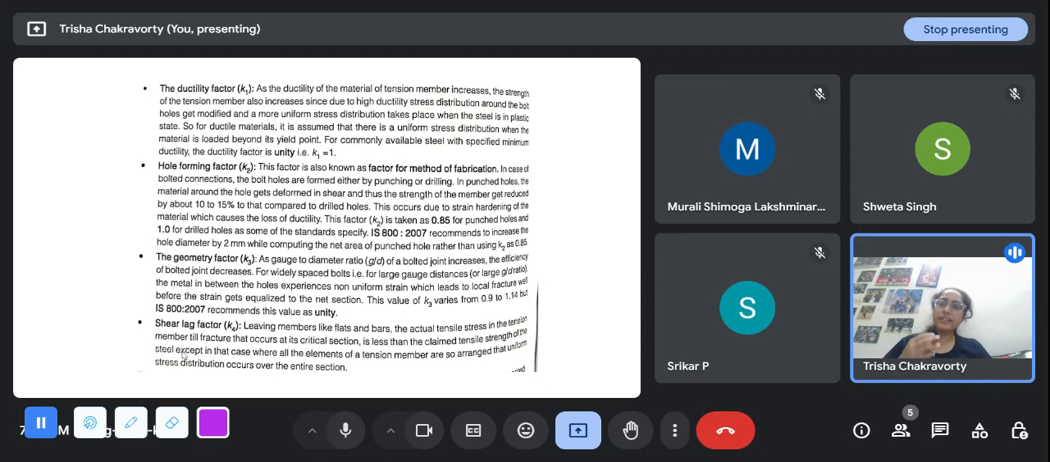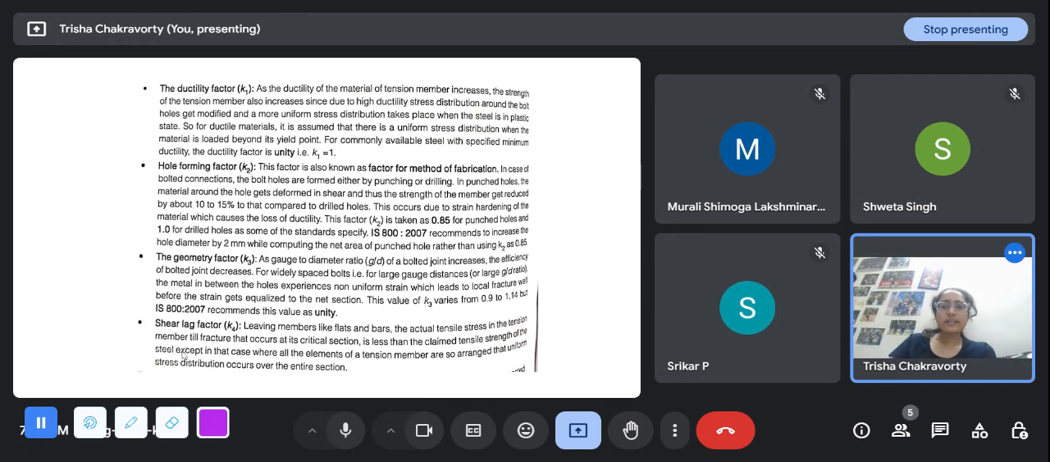See, this would not have happened if it was a brittle structure. If it was a brittle structure, the moment something goes wrong in one section, it will fail. There will be no time, no provision of stress redistribution so that the member survives. So for ductile materials, it is assumed that there is a uniform stress distribution when the material is loaded beyond its yield point. For commonly available steel with specified minimum ductility, the ductility factor is 1. So mostly you won't be asked questions on this because K1 is taken to be 1.